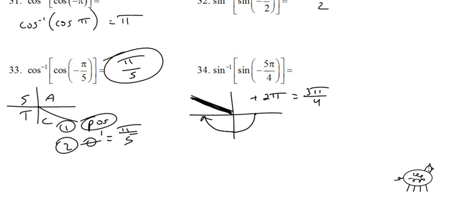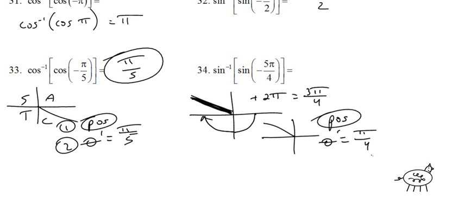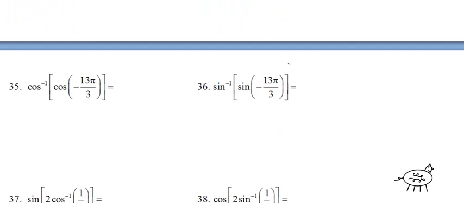Now if I change that, it's the inverse sine of the sine of 3 pi over 4. It's still not in range, but let's do All Students Take Calculus, right? Isn't sine positive here? Isn't the reference angle pi over 4? Sure is. So my answer is pi over 4. Okay, it's not bad. Let's keep going here.